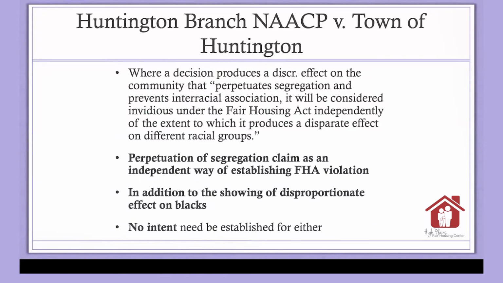This is in addition to other claims present in this type of case, showing a disproportionate effect on Blacks of the decision, because that was what we had here: the racial makeup was an all-white neighborhood, and the housing decision not allowing the developer to build in the neighborhood it wished to develop was going to have a disproportionate effect on Black individuals who wanted housing opportunities. So no intent needed to be established for either type of claim.